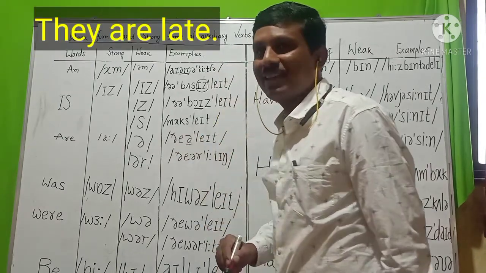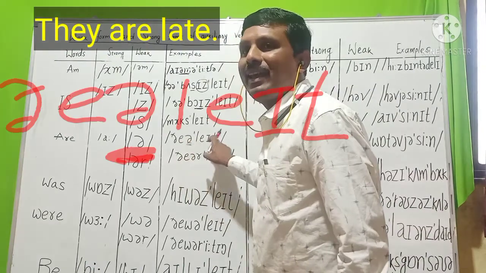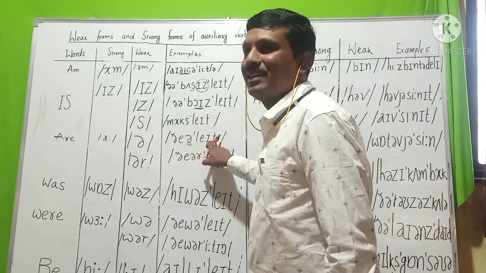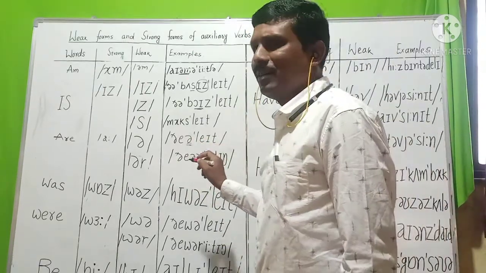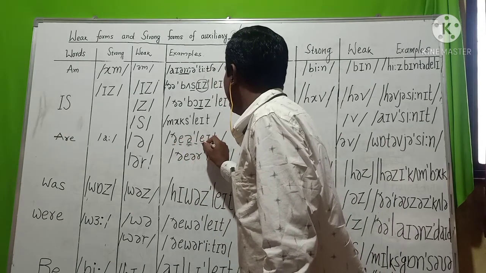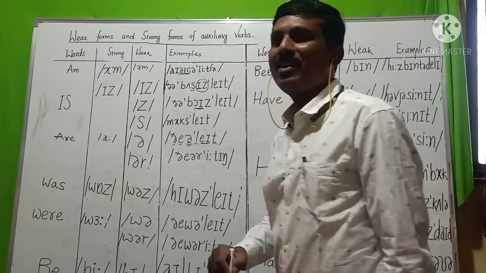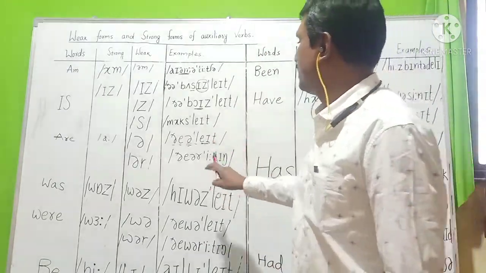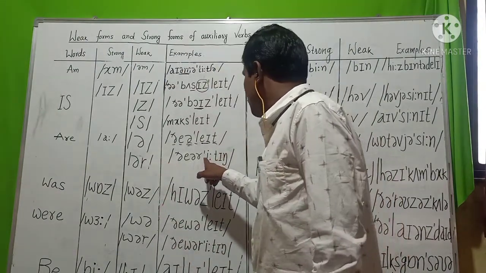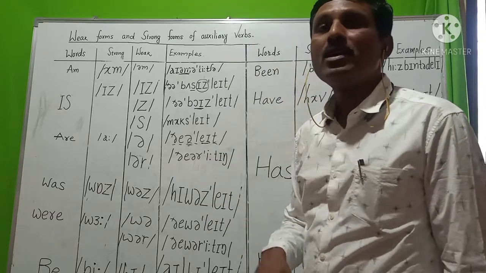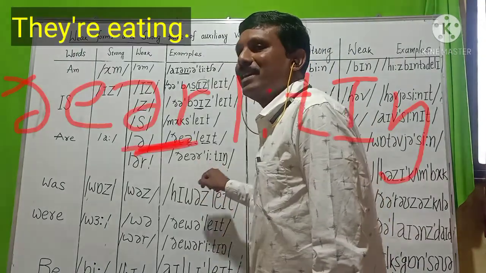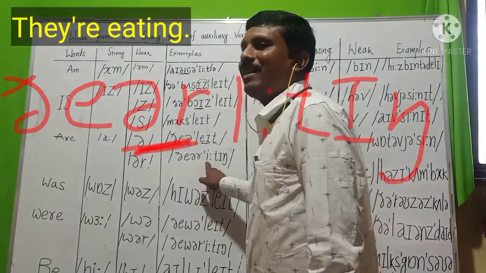They are late. Can you see it? They are late. Now when is r pronounced? R is pronounced when it is followed by a vowel sound. Look at this example. They are eating.